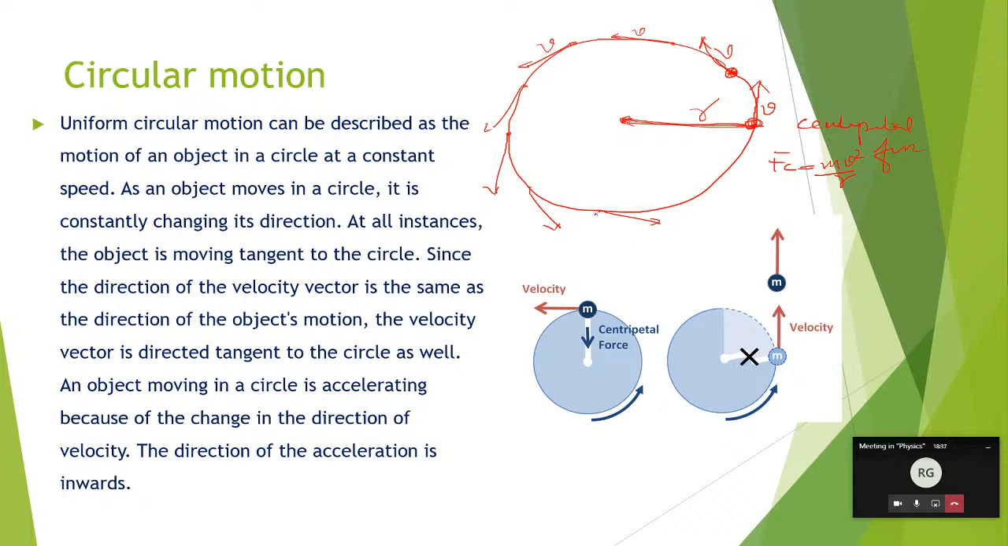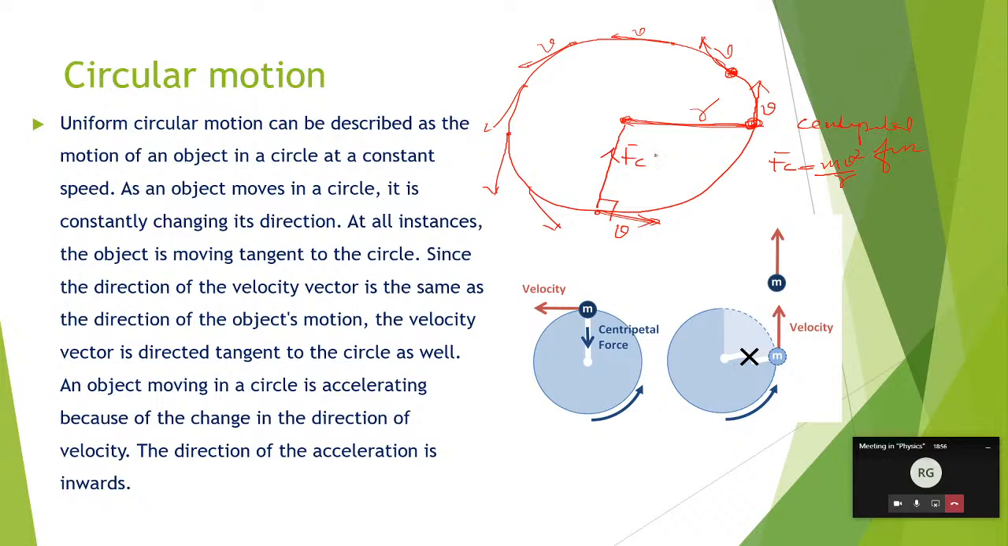Right, velocity will be always tangent. So here the force is towards center. This is centripetal force. Velocity is tangent. So the angle between velocity and acceleration will be 90 degrees. They are perpendicular.